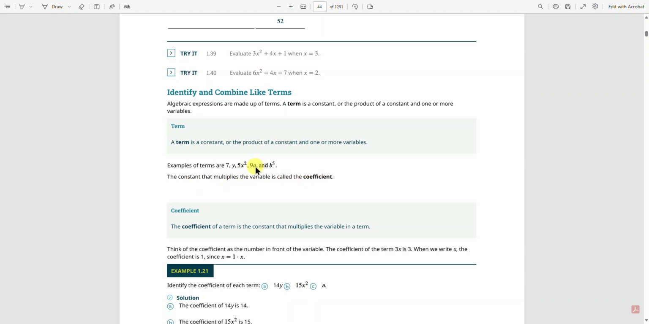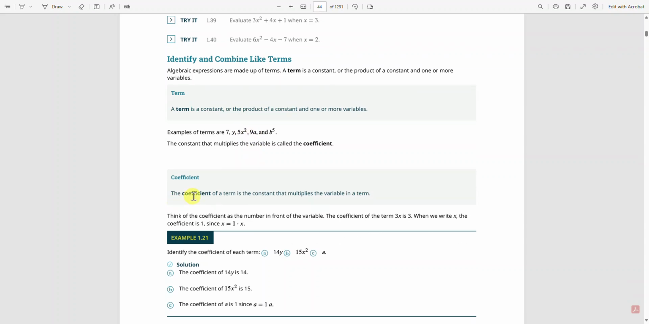So if we have 9 times a here, 9a, 9 is a constant, a is a variable, and 9 is called the coefficient. If we see 5 times x squared, and x is a variable, 5 is a constant, and 5 is the coefficient of x squared. 9 is the coefficient of a. The coefficient of a term is the constant that multiplies the variable in a term.